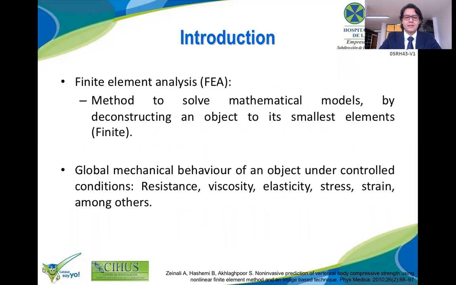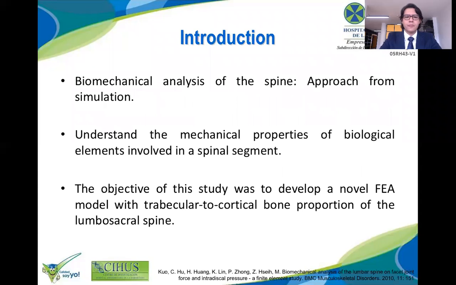Finite element analysis is a method to solve mathematical models by deconstructing an object into its smallest elements, which are finite. The global mechanical behavior of an object under controlled conditions can be studied by means of its resistance, viscosity, elasticity, stress, strain, among others.